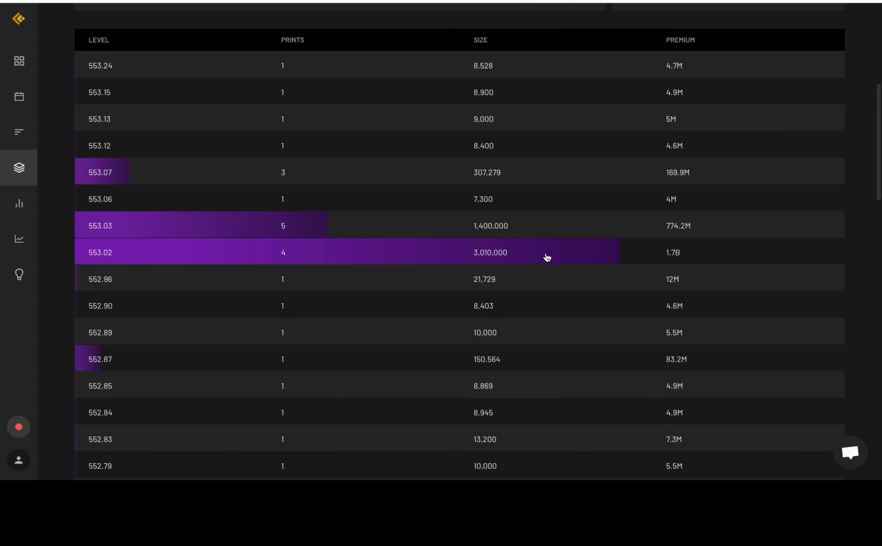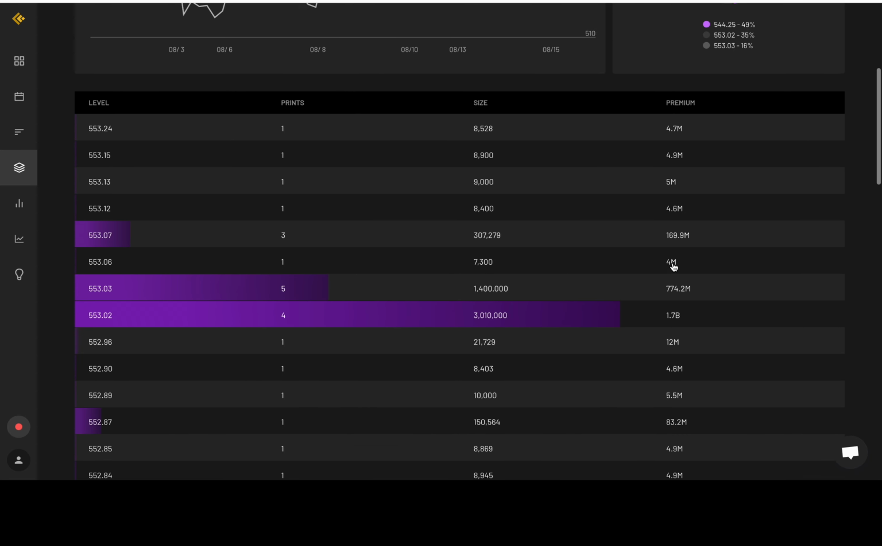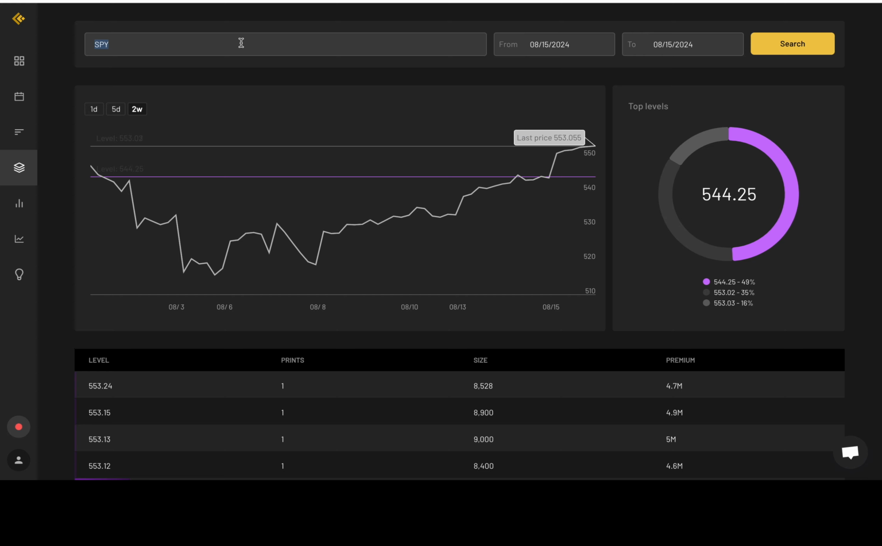They park their money. And then the rest is at 553. Okay, so add those levels to your charts as dark pool. They're good for a day.